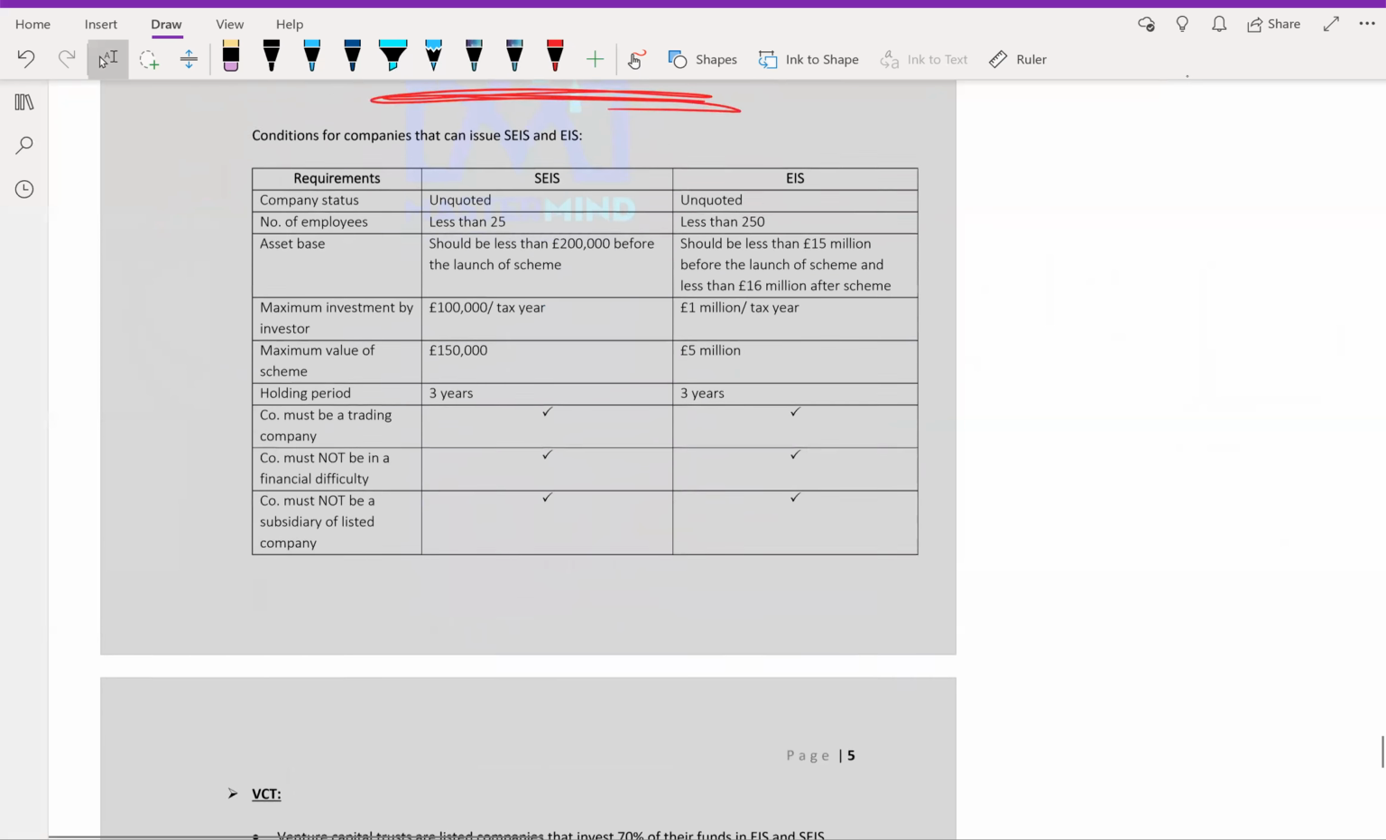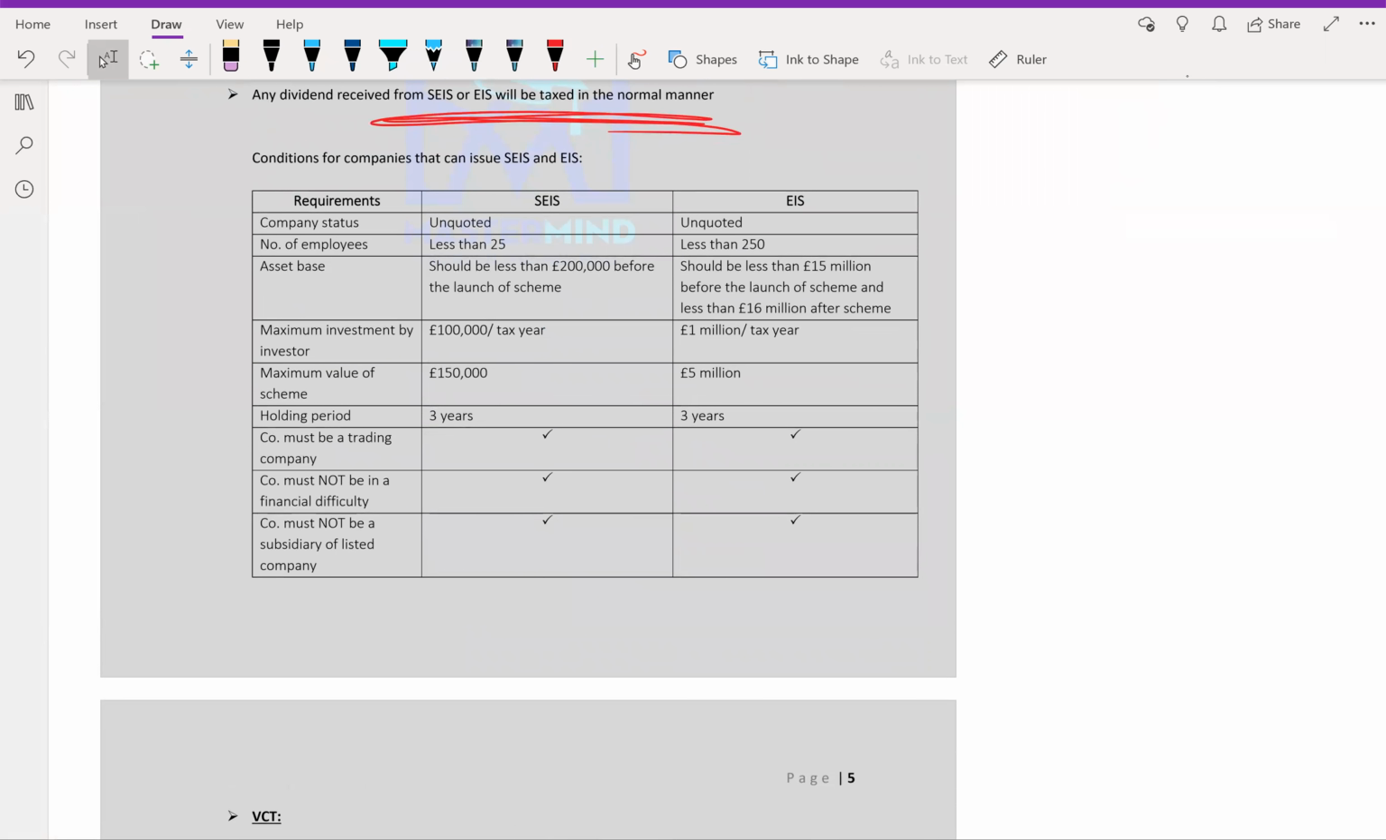All right. Conditional companies that can issue SEIS or EIS. This is all theoretical. You need to read this. Make sure you understand it.